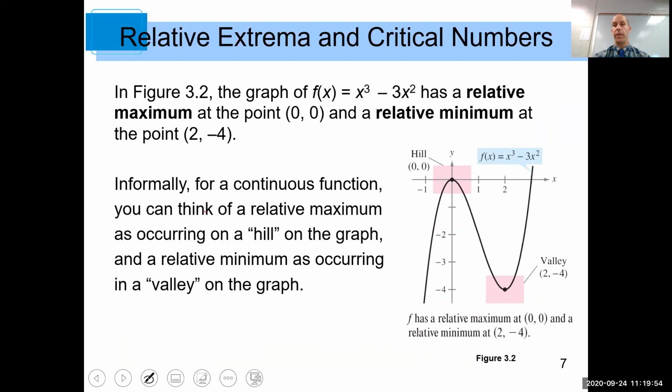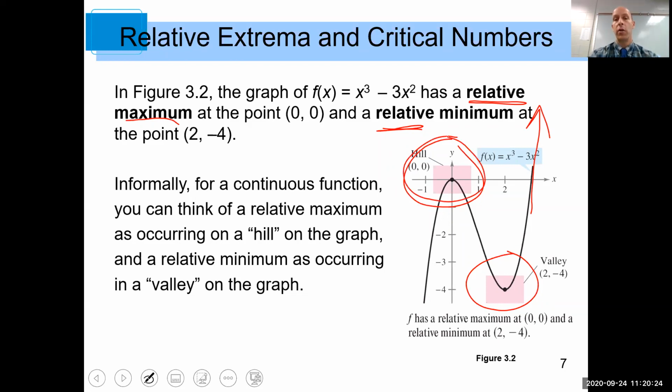So here's a more common function that we might see, and this is the function x cubed minus 3x squared. And we can see that it has a relative maximum, that would be right here, and it has a relative minimum. Now we're using the word relative here because this function tends to infinity as x goes to infinity. So it actually has no absolute maximum, but it has a relative maximum.